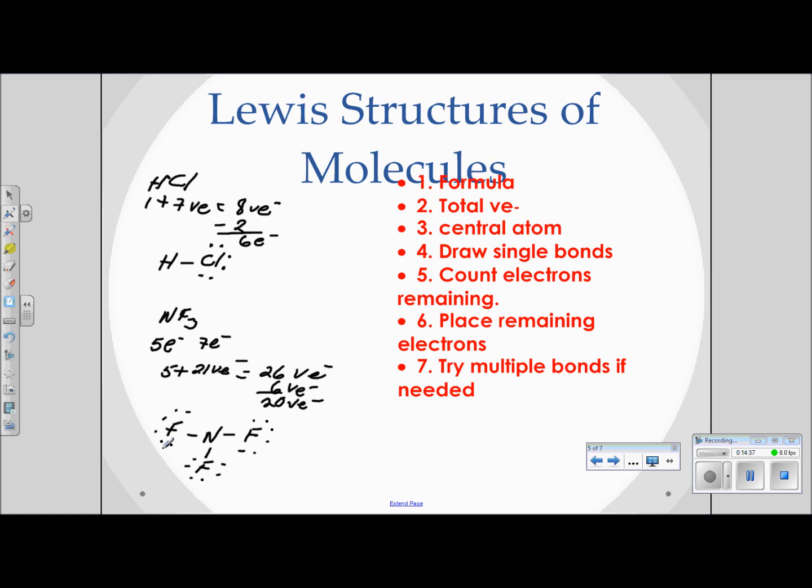2, 4, 6, 8, 2, 4, 6, 8, 2, 4, 6, 8 electrons. However, nitrogen has only 2, 4, and 6 electrons around it. So this is the place where I'm going to put the remaining 2 electrons. And this gives us a molecule that is correct as far as the Lewis structures.